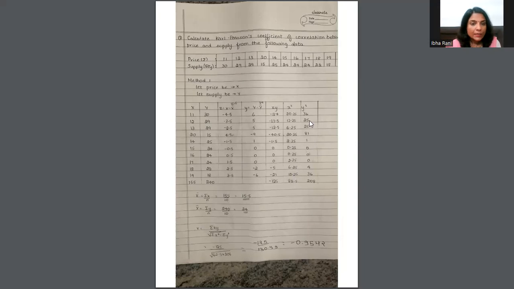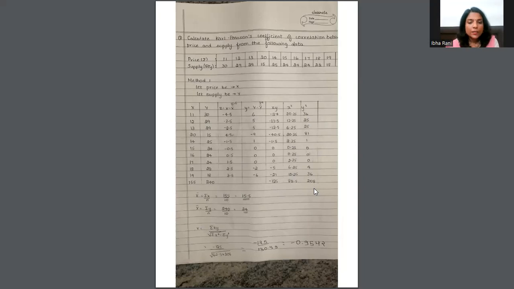The same way we will calculate again for y variable, that is y square. Here the first y variable is minus 6. So 6 into 6 will be 36, 25, 25. Then we will add all the y square values and we got 208. So now we got it with this format. We got summation of x into y value as minus 125. Summation of x square is 82.5. Summation of y square is 208.